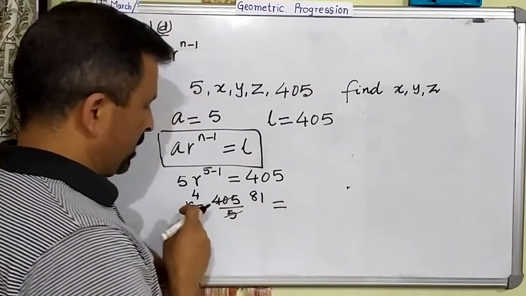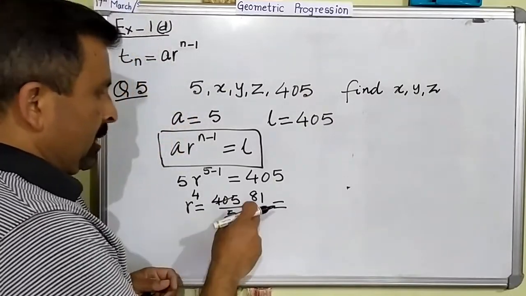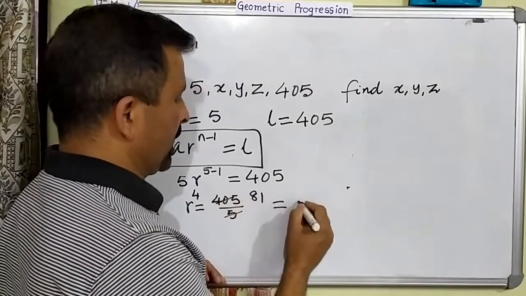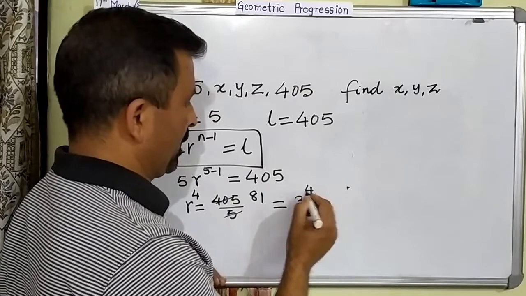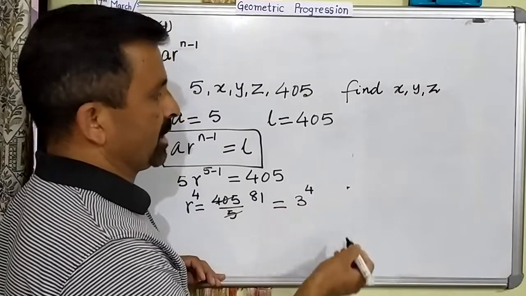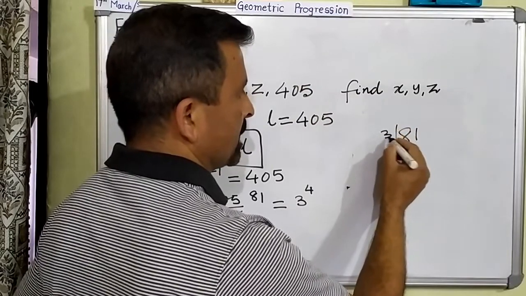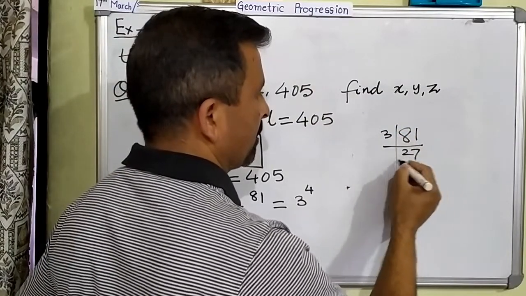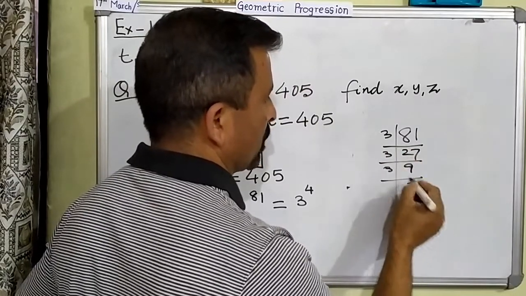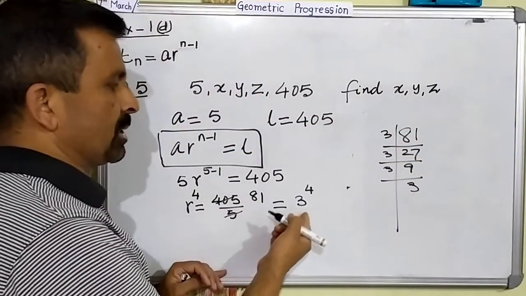Now, because on the left hand side we have the exponential form, the right hand side also we can change into exponential form. It will be easy to compare and find the value of r. So this 81 can be expressed as 3 to the power 4. We can do this by the prime factorization method. 81 is divisible by 3, so 27. Again divisible by 3, 9. Again divisible by 3, 3. So how many 3's do you have? 1, 2, 3, 4. Therefore we write 81 as 3 to the power 4.